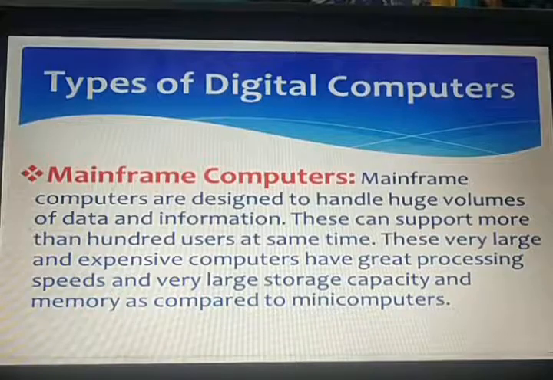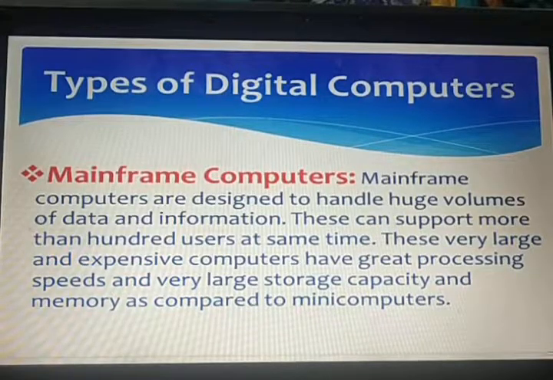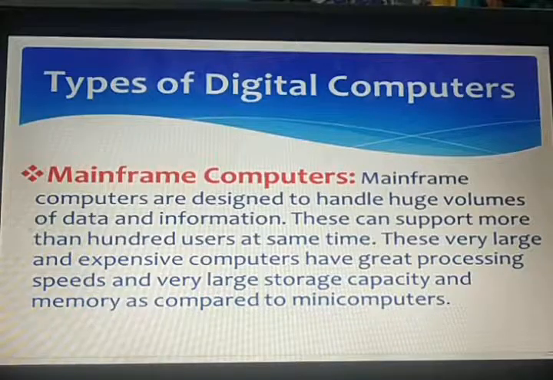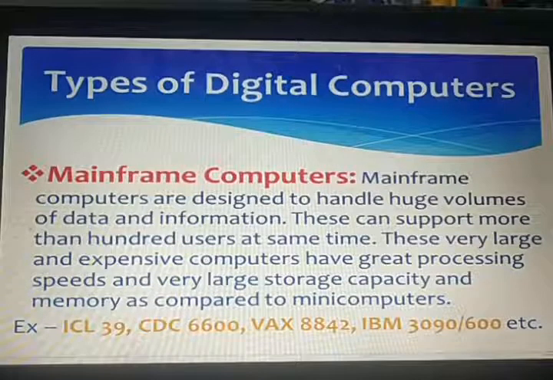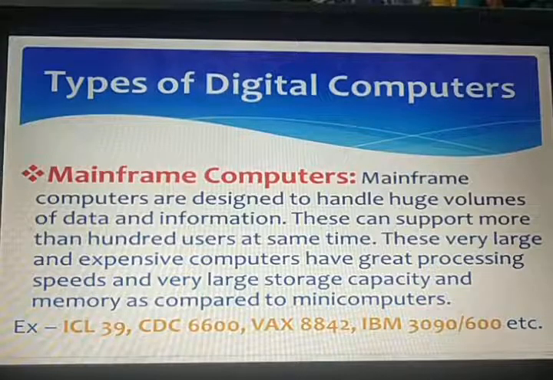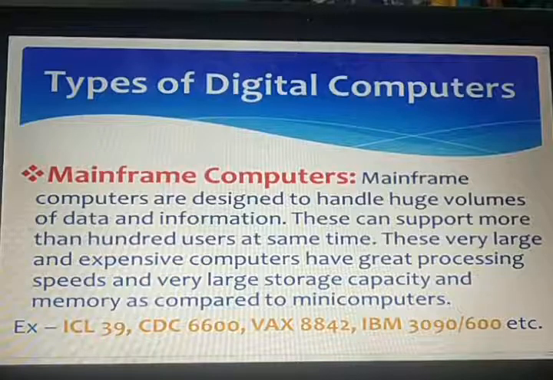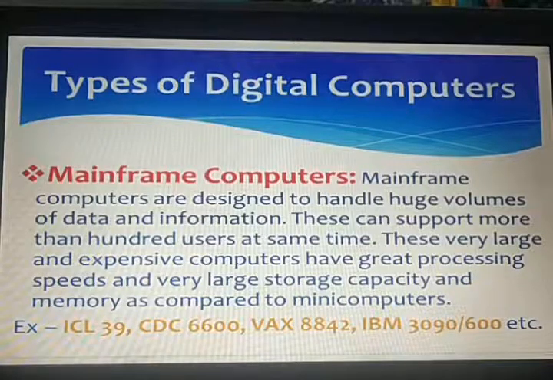For mainframe computers, very sophisticated operating systems are needed to control and supervise their operations. Examples of mainframe computers are ICL 39, CDC 6600, VAX 8842, IBM 3090 or 600, etc.